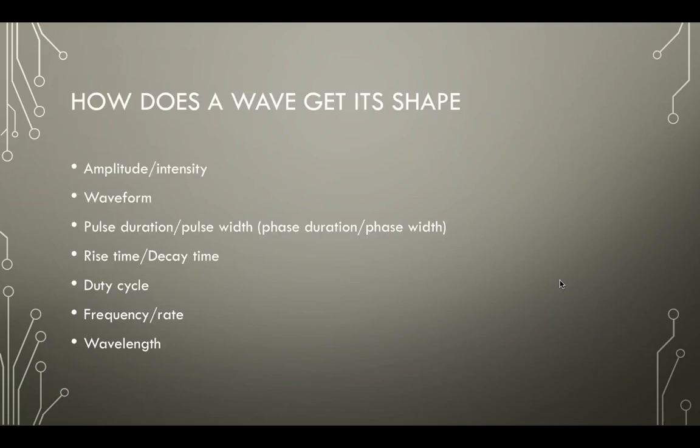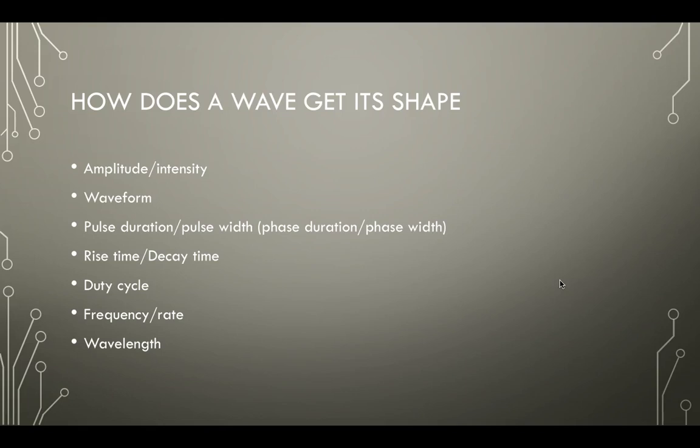So when you think of the shape of the wave, and what you visualize, the shape can be altered by potentially altering one of these concepts. And so we'll talk about each of these. The amplitude or intensity, the shape of the wave itself, or what we call the waveform, the pulse duration or pulse width, sometimes called phase duration or phase width. Your book tends to focus on phase duration. Other books focus more on pulse duration, and the machines sometimes use either term, so you need to understand both of those terms.